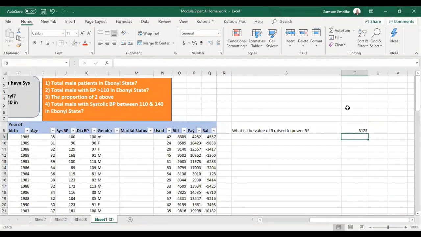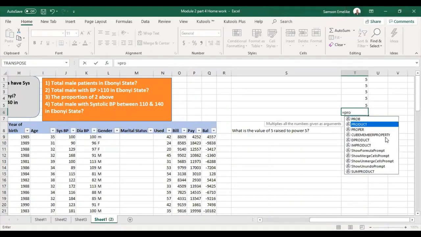So let us try and see. Here we have 5, 2, 3, 4, 5. We have all this here. This is 5 of them. Look at my formula bar here: 5 raised to power 5. And we know that 5 raised to power 5 is the same thing as 5 times 5 times 5 times 5 times 5. Since we have learned that product is something times something times something, let's say we are looking for products.